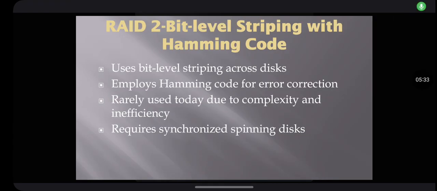And next, RAID 2. Now comes RAID 2, which uses bit-level striping and Hamming code for error correction. It is extremely precise, but because it requires all the disks to spin in sync, it is rarely used today. Still, it's historically important for introducing advanced error correction.